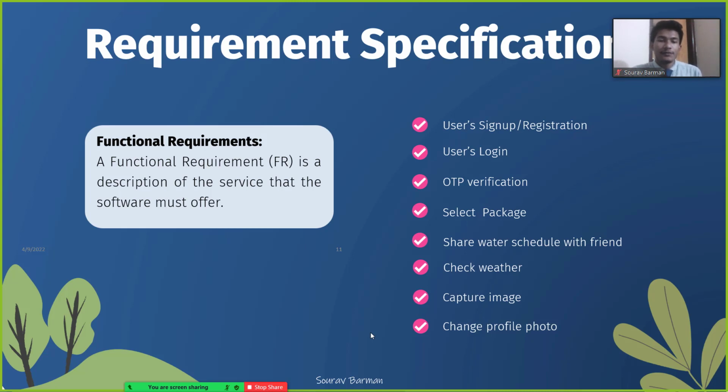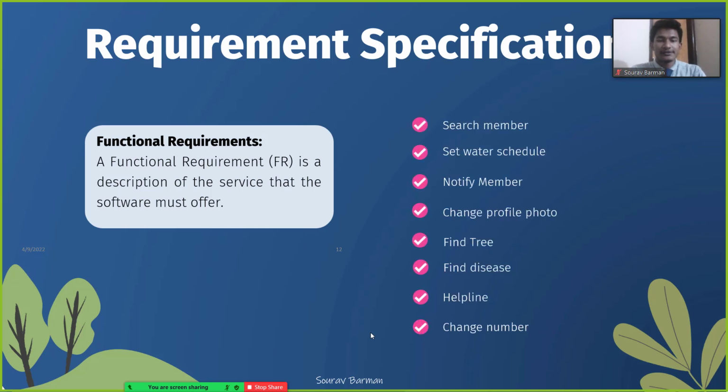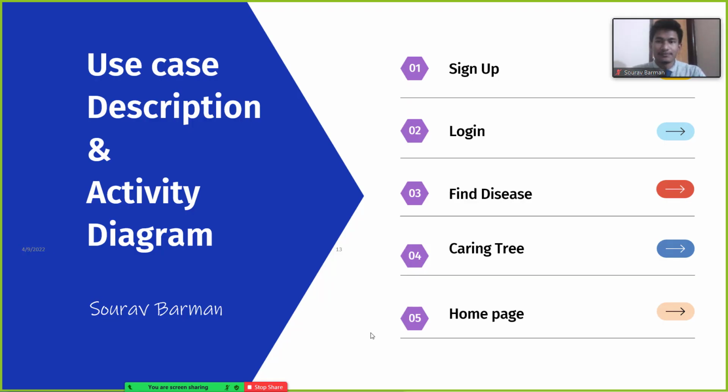Then share water schedule with friends, then the user can check weather, capture image and change profile picture. Next, search member, as well as set water schedule, then notify member. A user can find tree or find disease, and these are mainly the premium features. The user can also call an agronomist with the help of the helpline, and the user can change number.